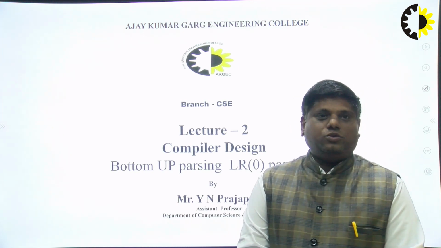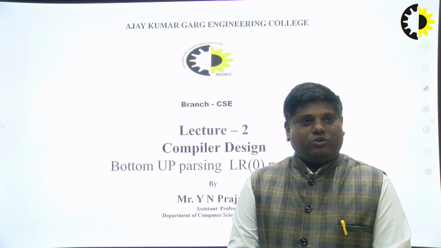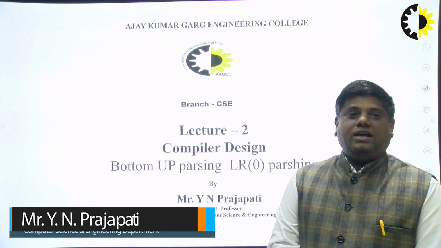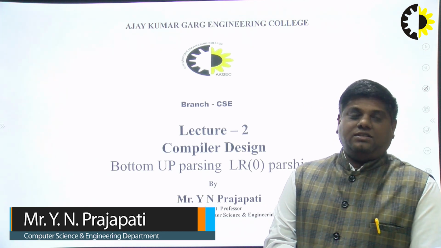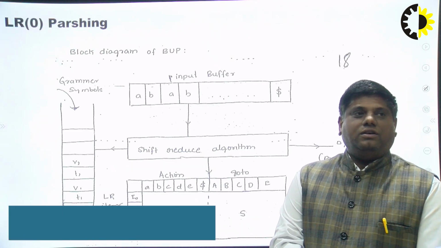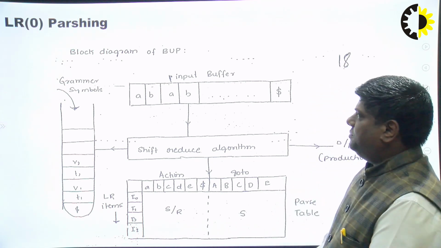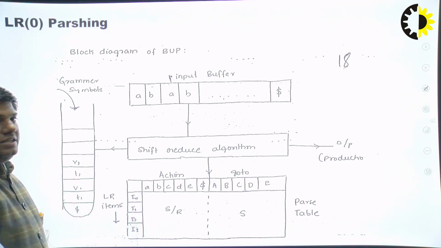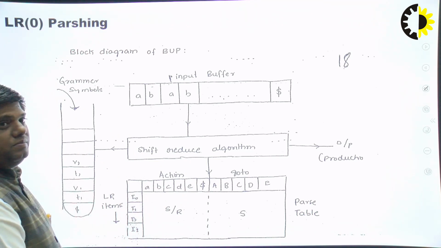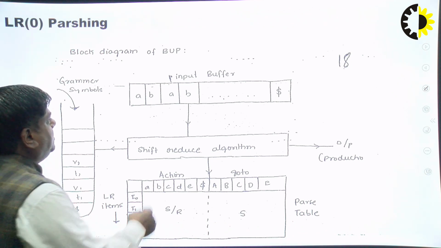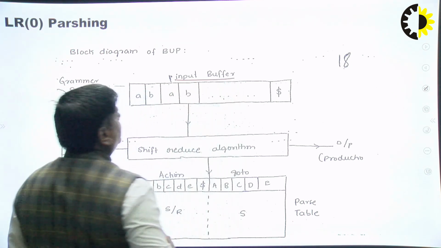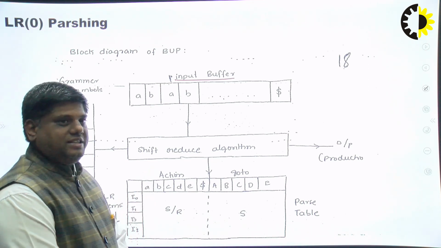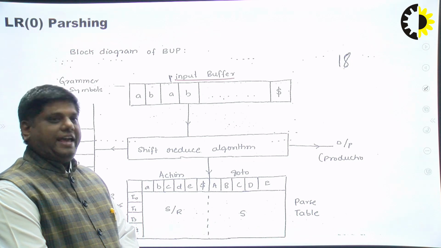Dear friends, today I am going to teach a very important topic of compiler design, that is known as bottom-up parsing in LR0 parsing. This is the structure of LR0 parsing. In the basic structure of LR0 parsing, the most important part is the input buffer string, in which we store the input of the context-free grammar or any given language.